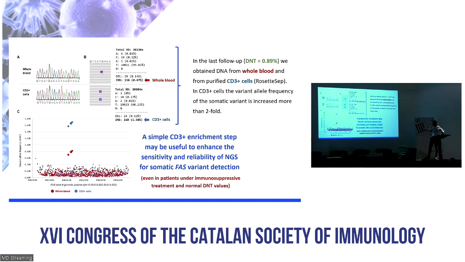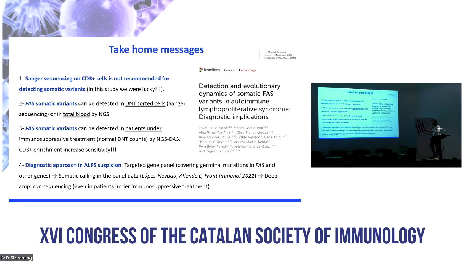But you can see that our variant has a slightly higher VAF, variant allele frequency, in blood, and especially in CD3 positive cells. So a simple CD3 enrichment step may be useful to detect these somatic variants by NGS in blood of patients under treatment, which is an approach that has not been tried before. So the take-home message of this study, which was published just 10 days ago, is: do not use Sanger sequencing on CD3 enriched cells.